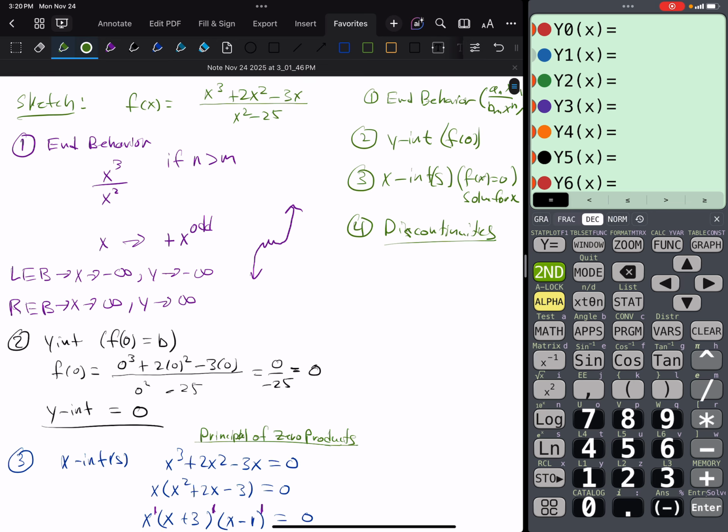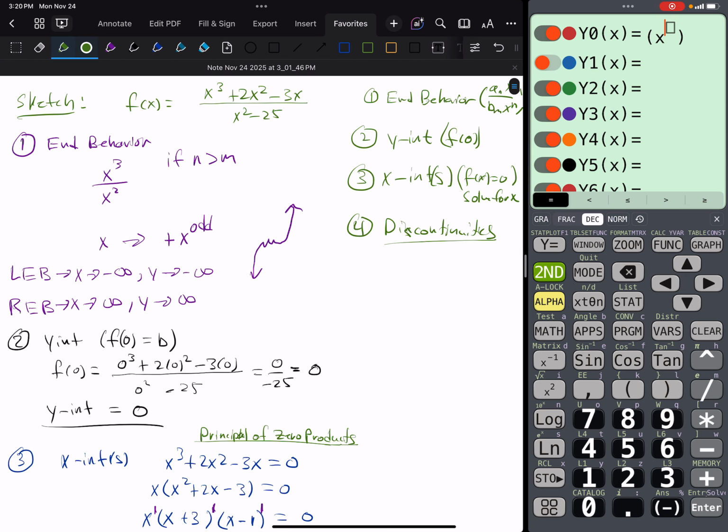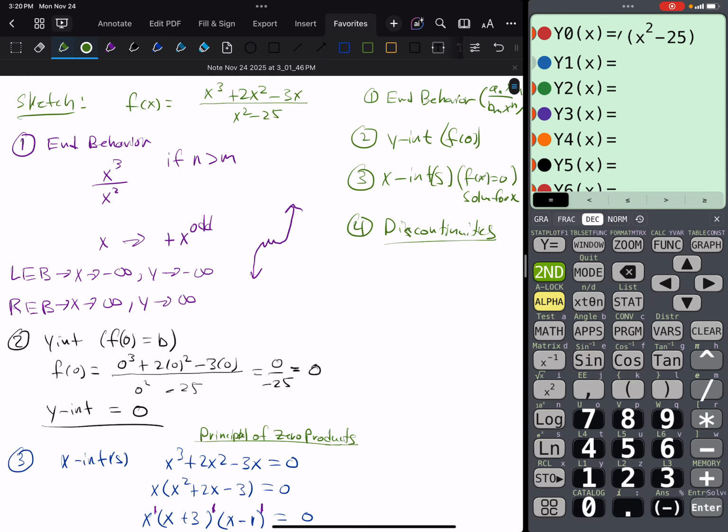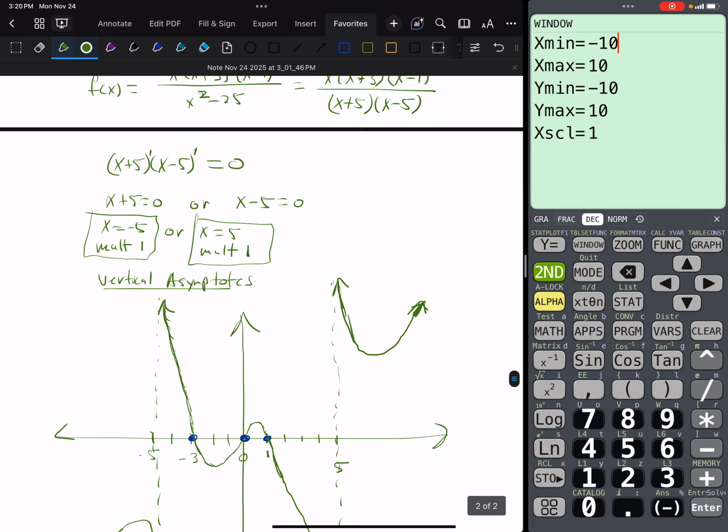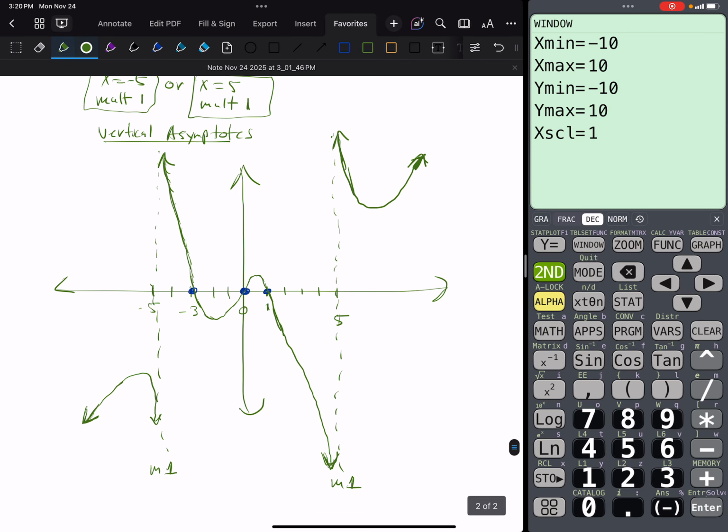All right, so let's type this in as it was originally to our calculator. So I have an x cubed, and then plus 2 times my x squared minus my 3 times my x. And I'm going to divide by, now I'm going to have my x squared minus 25. Hit enter. We'll go with that window for now because most of the interesting stuff happens right between -5 and 5. And then we've got to be able to see what happens to the left and right of -5 for the asymptotes. And so let's hit graph and see what happens. The moment of truth.